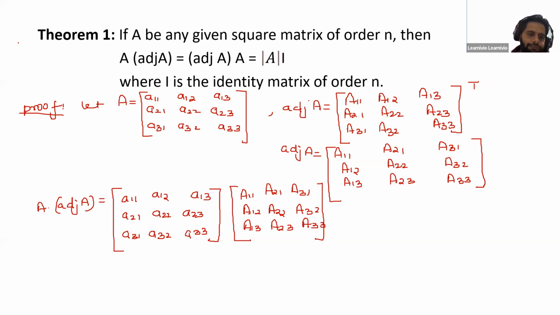So here we will get A into adjoint of A, and this is equal to, we multiply the first row with the first column. A11 gets multiplied with the cofactor A11, A12 with this, A13 with this one, and we add these. So can anyone tell me the answer? If we multiply the first row with the first column, what answer do we get? I will give you a hint.